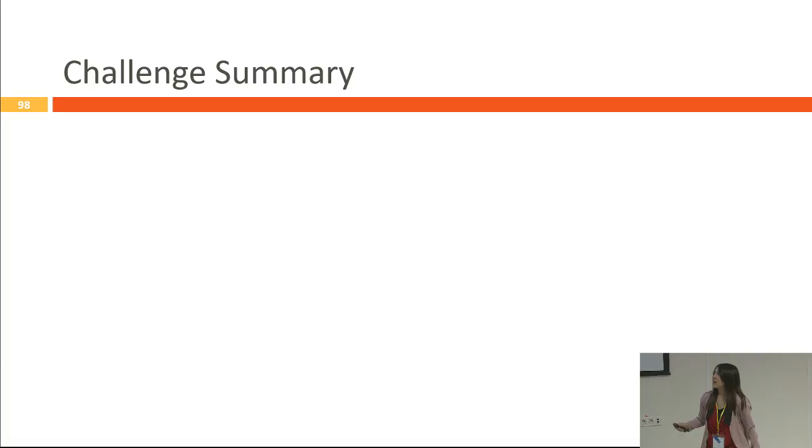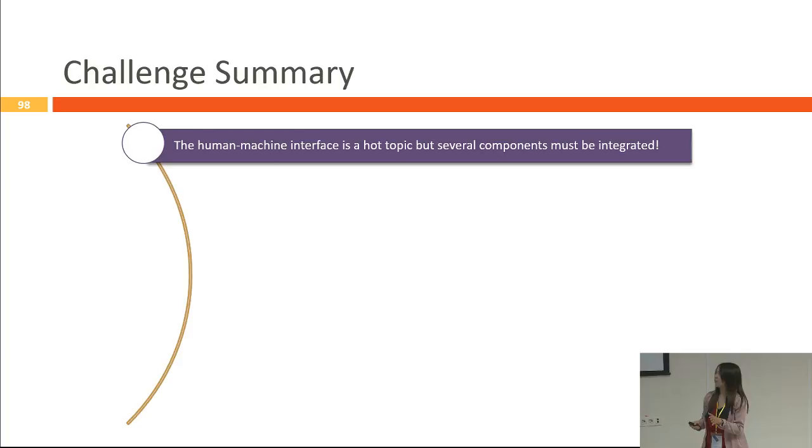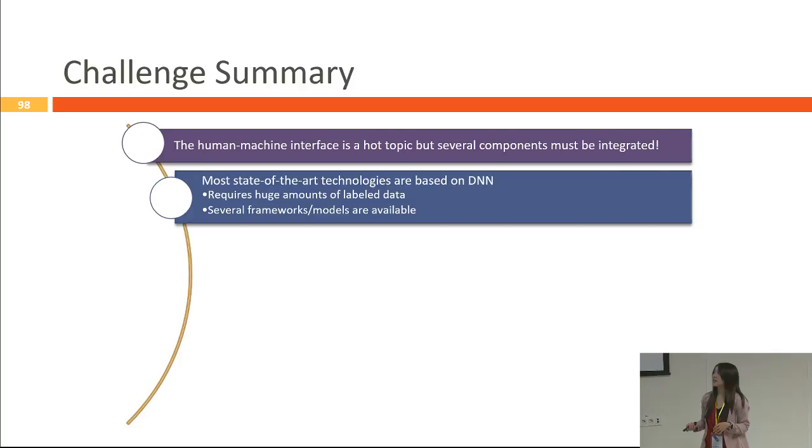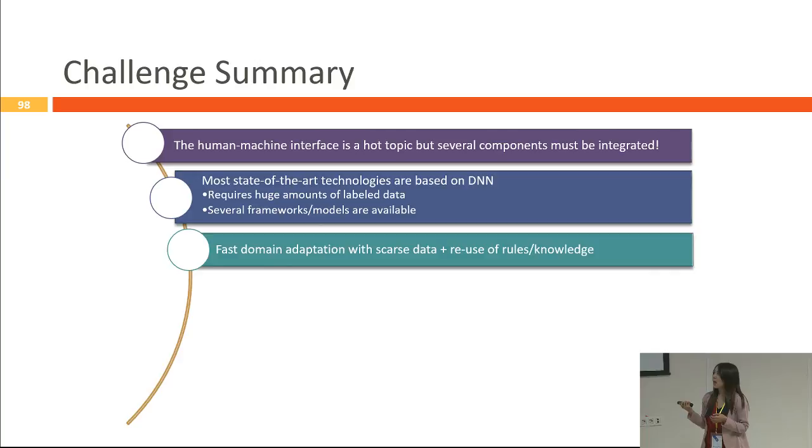Okay, to summarize the challenges: the human-machine interface is a hot topic, but a lot of components need to be integrated. Also, most state-of-the-art technologies are based on DNN, which means we need to label a lot of data so that we can train our deep neural net model. But the good thing is we have a lot of frameworks and models available online. We can directly borrow a good model from other people's GitHub and train it using our data.